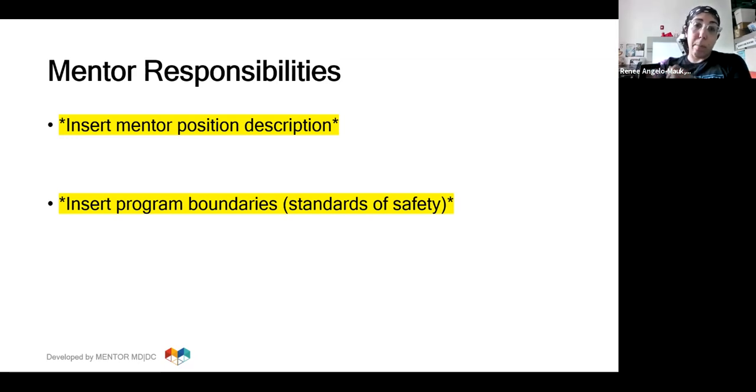And then, program boundaries. What are the minimum standards of safety? What is supervision like? What does that mean? What is the mentor's role in ensuring safety? Because on the program side, you guys have many things to do to ensure minimum safety standards. But on the mentor side, what is the mentor's role in ensuring that everyone is safe?